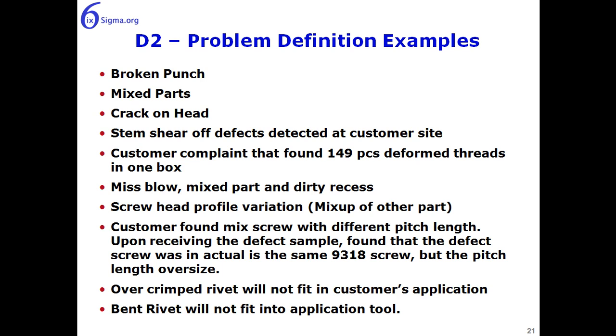Here's a few examples of problem definitions that I've come across. Now at the top, these are actually pretty good. Down below, they're a little more confusing. But broken punch, cracks on head, those are actually pretty good. If you look down a little further, customer found mixed screw with different pitch length, and it goes on to talk about a screw 9318. I don't know if that's quantity or a model number. I have no idea. So it's not clear what's happening here. And these, I would suggest, are not well-written problem definitions. So let's go over to Excel and have a look at what the is not looks like.